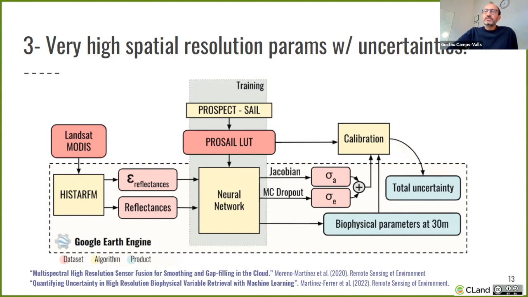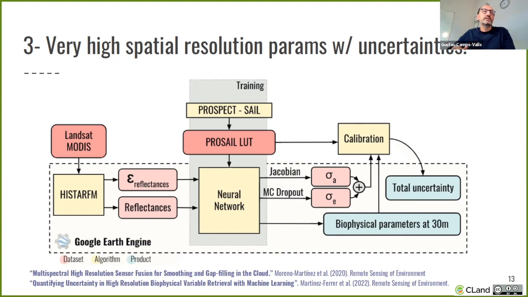And what is a total uncertainty? Well, the uncertainty has two particular counterparts here. One is the data uncertainty, and the other is the model uncertainty, the neural network uncertainty. On the one hand, we have the epsilon reflectances, so the uncertainty in the data generating process. And this data is used by the neural network, so it is propagated through this model. We can estimate the variance, or the uncertainty propagated through the neural network, just by looking at the Jacobian of the neural network and propagating this uncertainty.